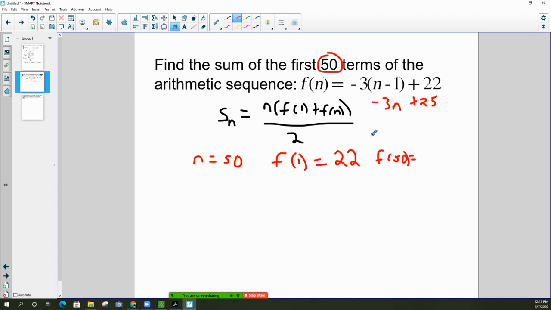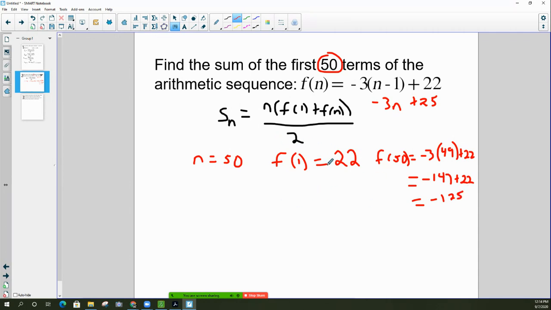Okay, f of 50. Again, I need to plug 50 in. So what is f of 50? It's going to be -3 times 49 plus 22. I could have also used the one in red right here. And so I'm going to get negative 147 plus 22. So f of 50 is going to equal negative 125.